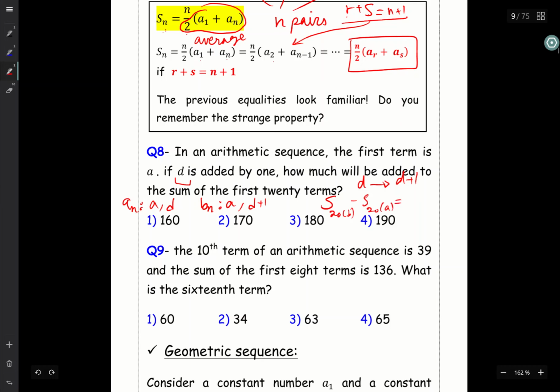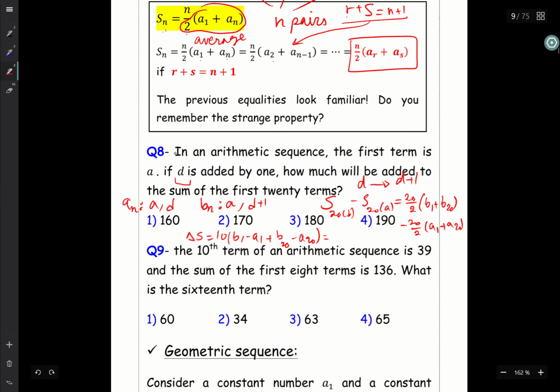the difference? Okay, so S20 of b is 20 over 2 times (b1 plus b20). S20 of a is 20 over 2 times (a1 plus a20), right? So this is basically 10 times. So our delta S is 10 times (b1 minus a1 plus b20 minus a20), right?